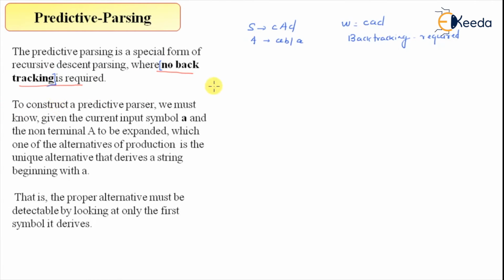To construct a predictive parser, we must know the current input, which is a, and the non-terminal capital A to be expanded. This is the key point here: I need to know the current input and the non-terminal A that is to be expanded.